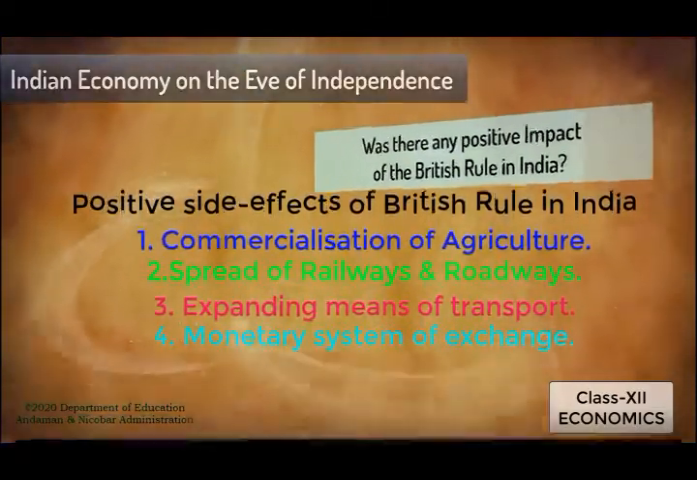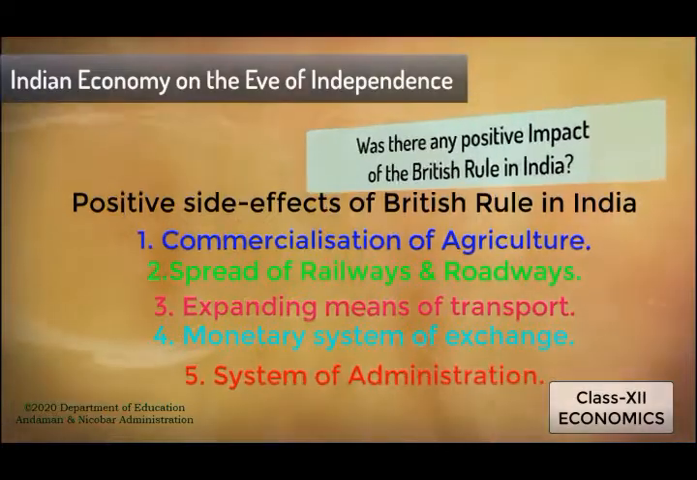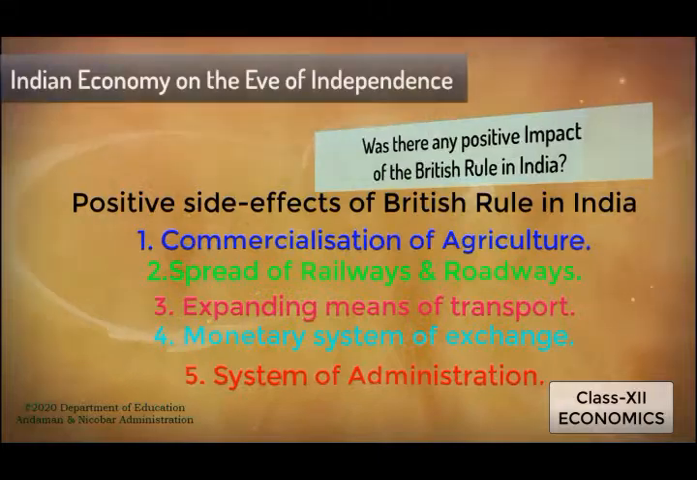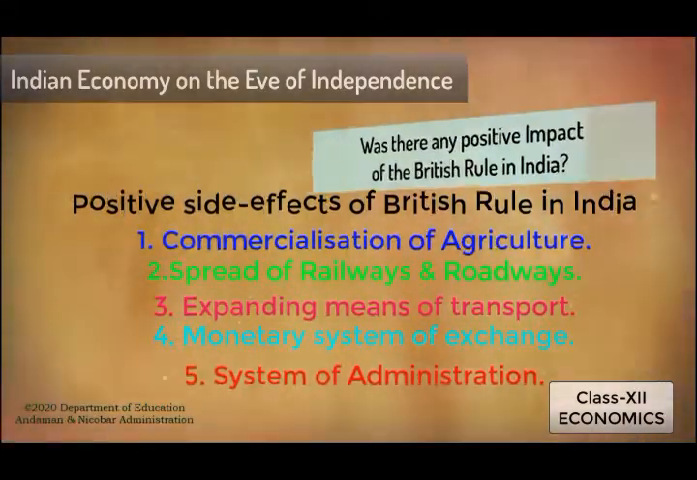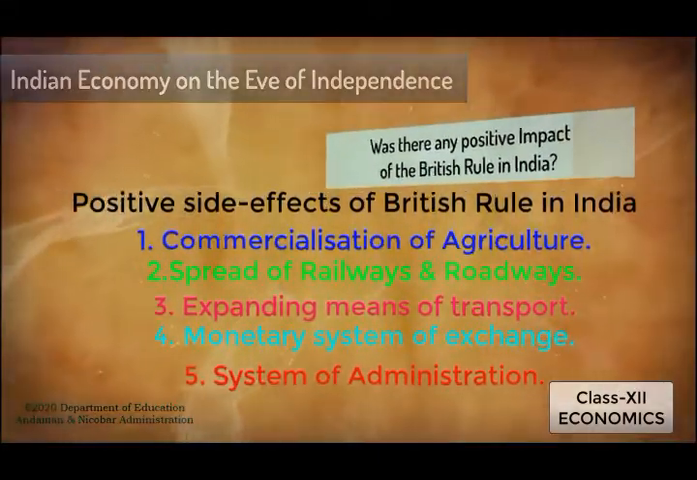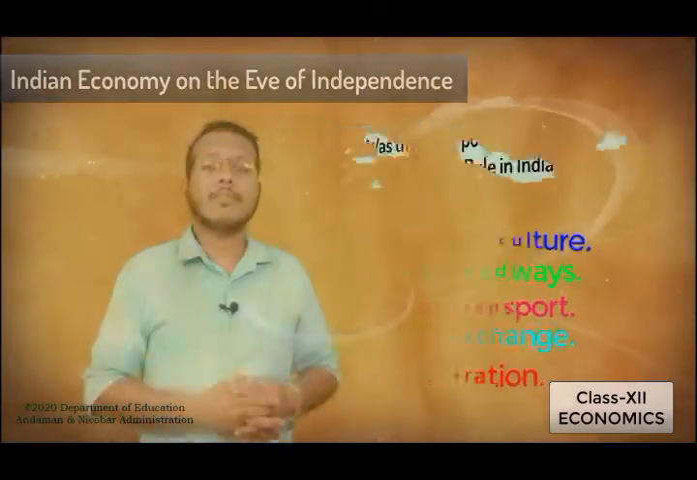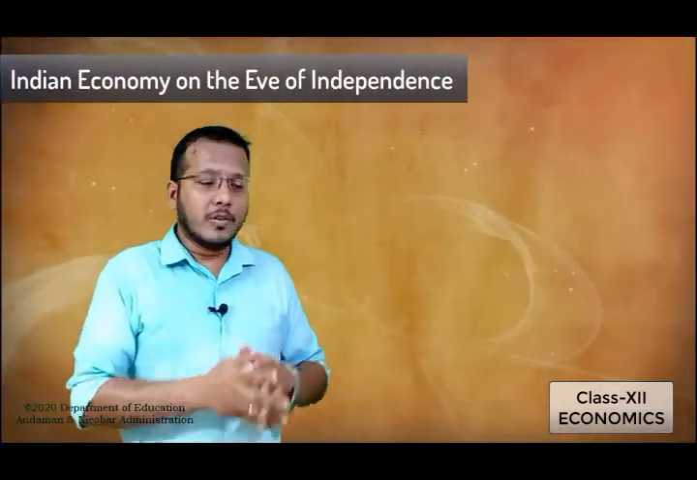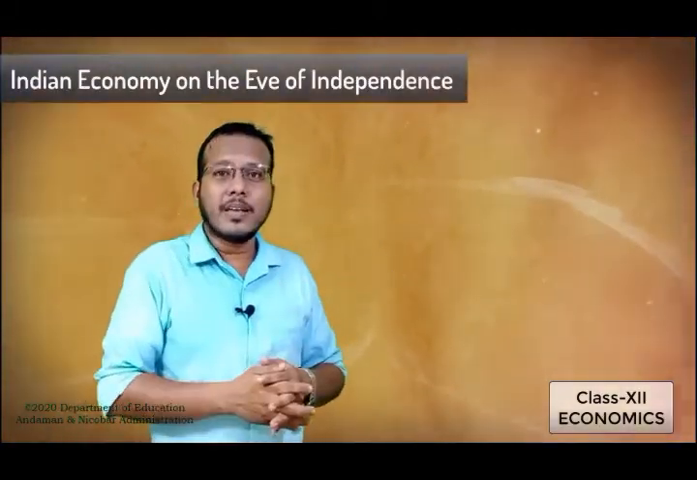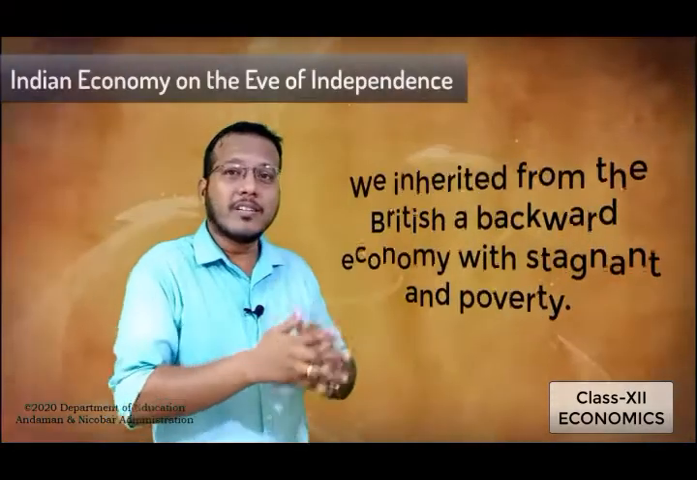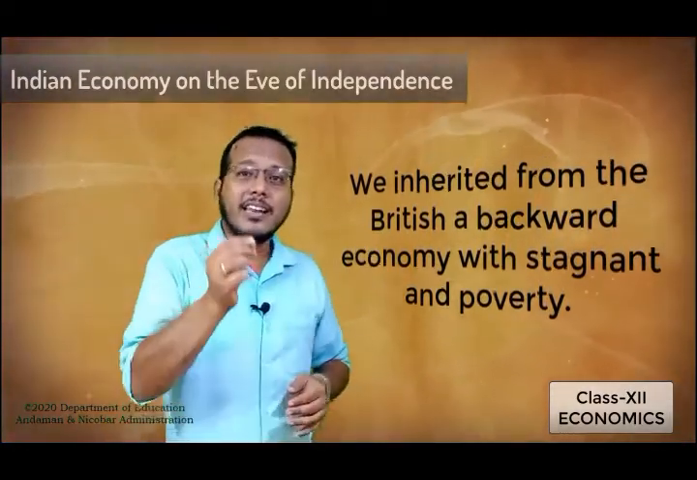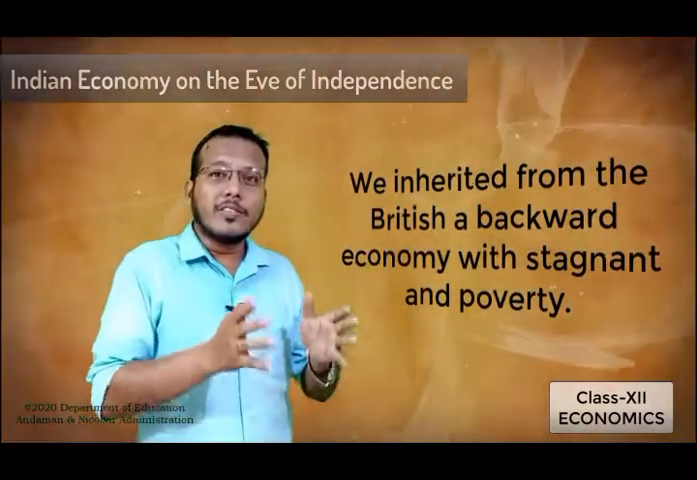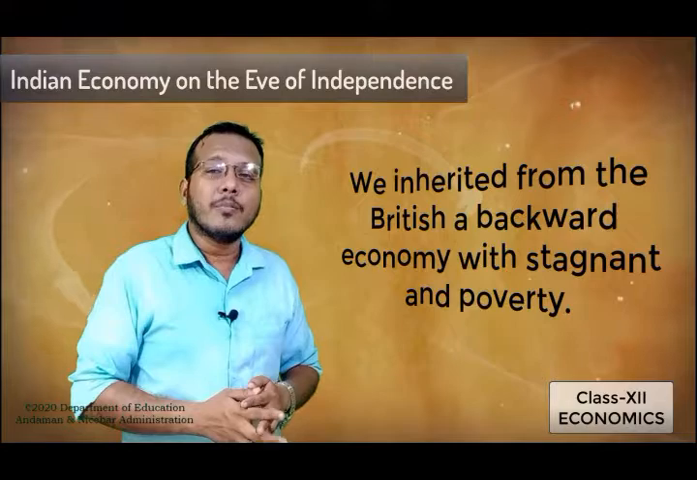And at last we had a system of administration. The British Raj in India left a legacy of an efficient system of administration. This served as a ready reckoner for our politicians and planners. So students, at last we can conclude this chapter: at the time of independence, our economy was in a backward, stagnant condition, and in extreme poverty. So that was the condition of our economy during British rule.